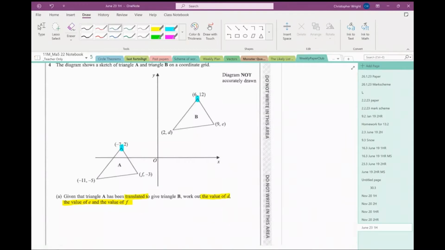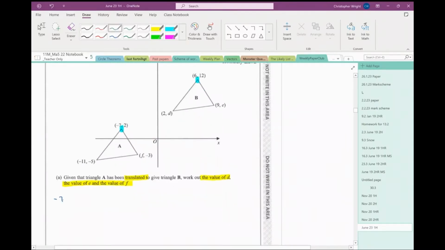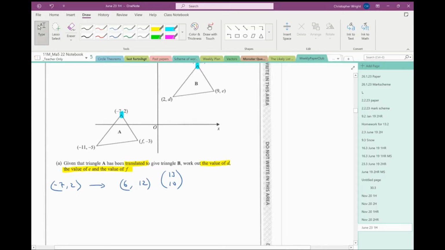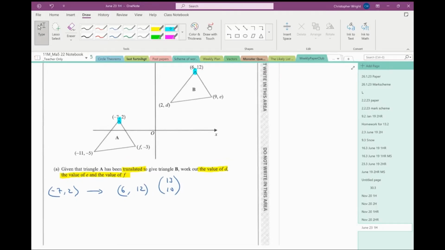So given that one of the points is (-7, 2), and that has been translated to become (6, 12), then the shape has been translated by the vector (13, 10). So that is the vector of translation. So if we have a look then at this point here, let's see where this point will end up. Well, obviously it's ended up there.